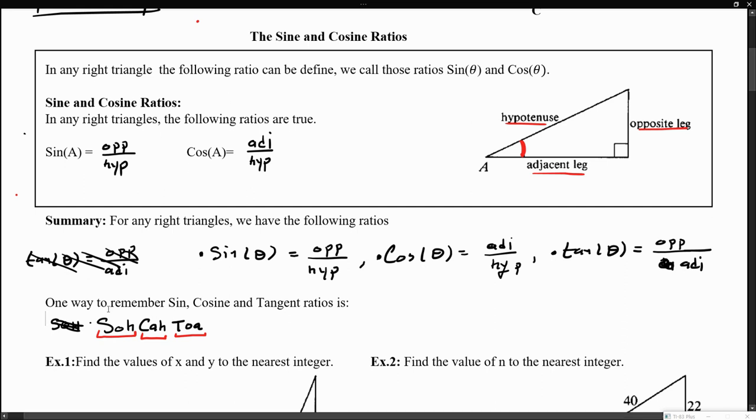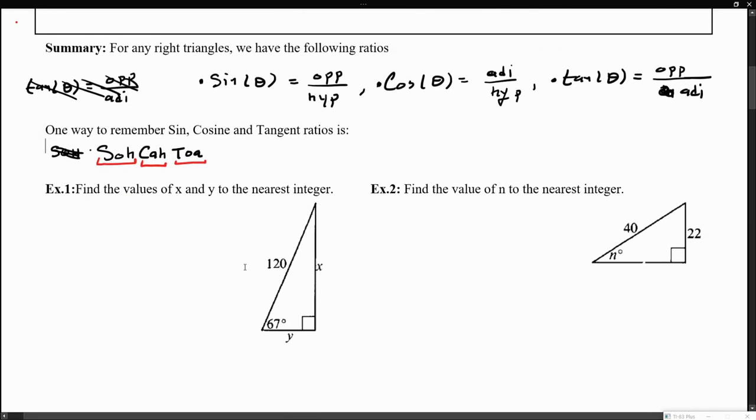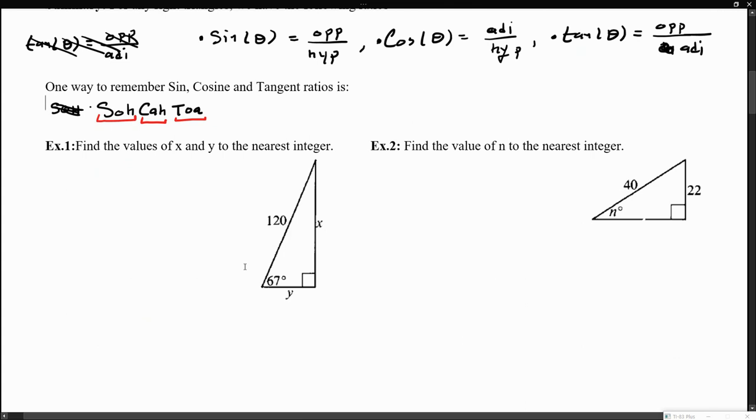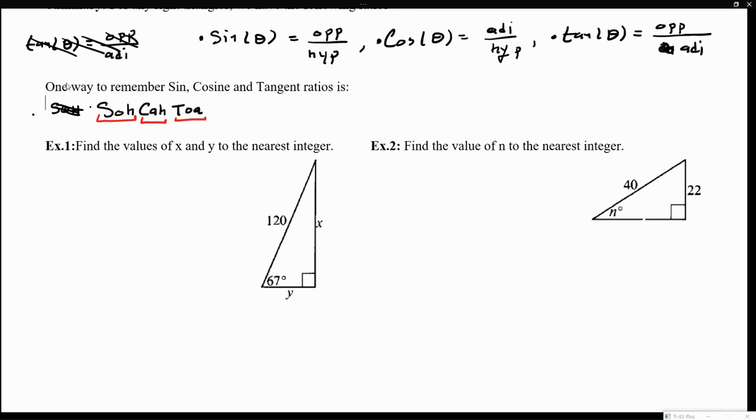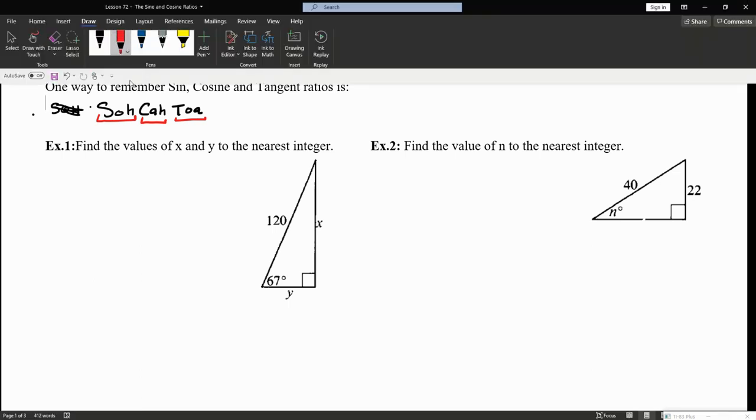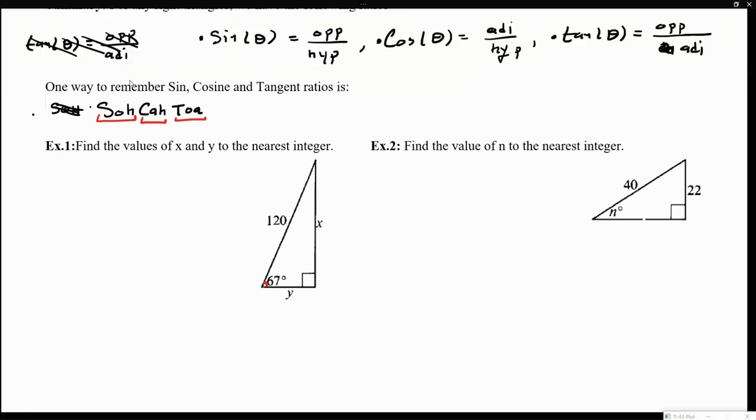So this is going to come in handy. Let's actually use the ratios now. Find the value of x and y to the nearest integer. Let's see, what do we have? Here we have a reference angle, which in this case is 67. If 67 is my reference angle, then x can be seen as my opposite, 120 can be seen as my hypotenuse, and this y can be seen as my adjacent.